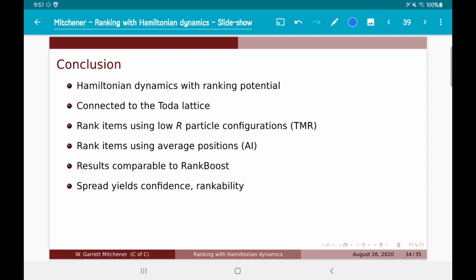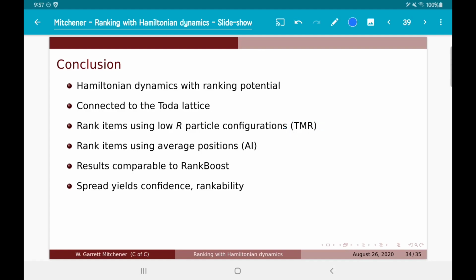Okay, using Hamiltonian dynamics, we're going to look for particle configurations that give a low value of this quantity R, the ranking potential. One effective way to do that is to just look along a trajectory and find the particle configuration that gives the minimum R along that trajectory. Those particle positions then tell you the relative ordering of the corresponding items. That was the trajectory minimum ranking potential method, TMR.